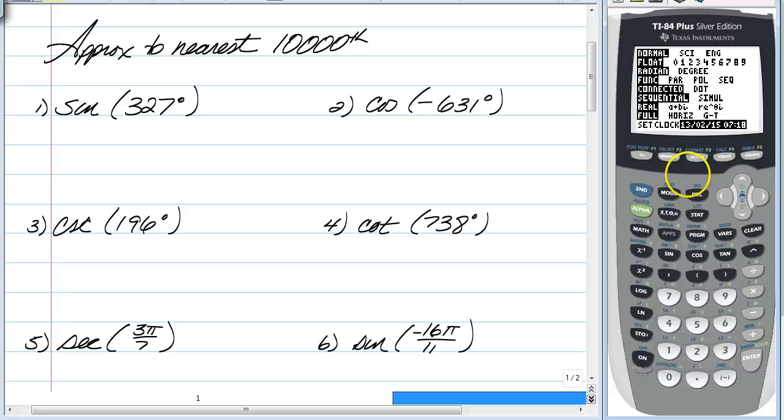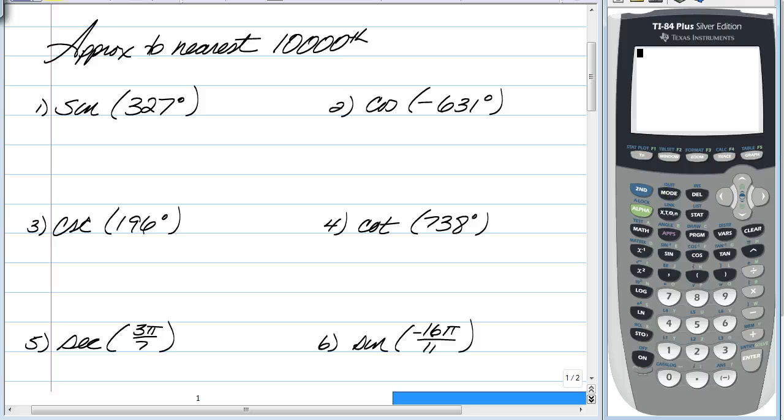You need to click mode, and on the third row you'll see radian and degrees. You will need to use both modes when you are doing this. If it's in degrees, you must answer in degrees. So you highlight degree, click enter, and then you just press second mode and quit back out.